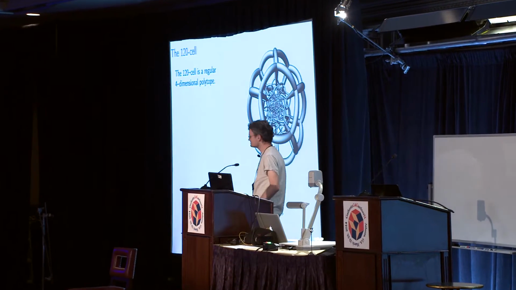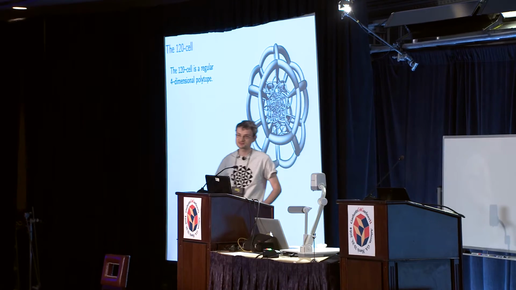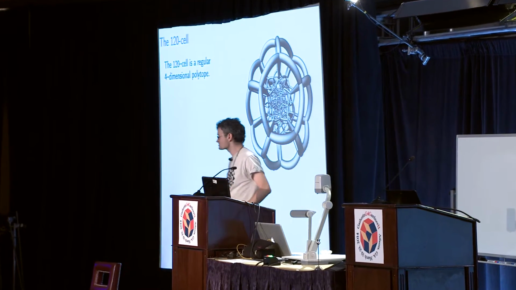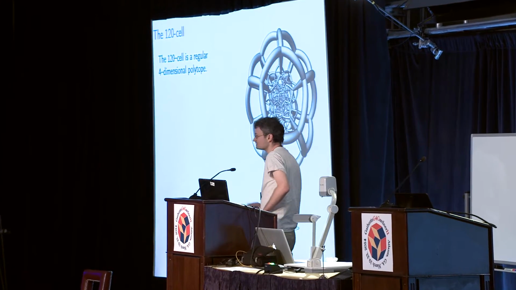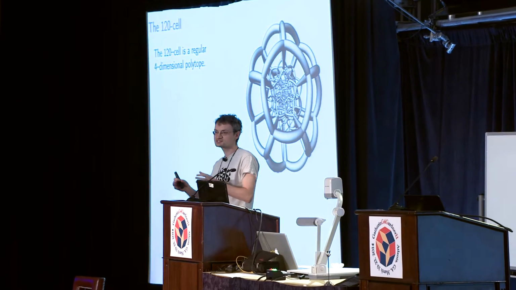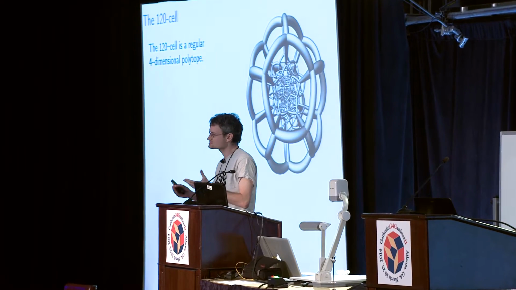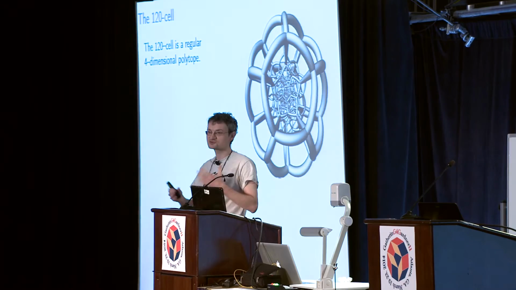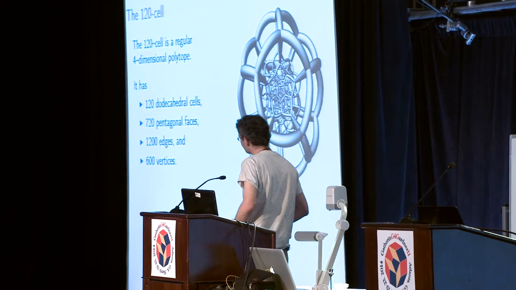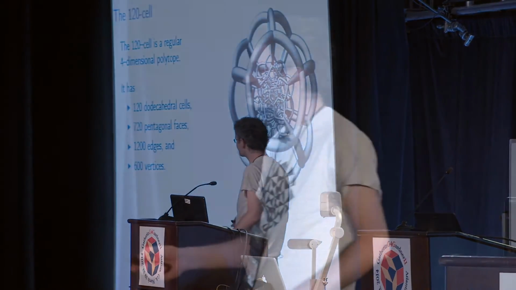So what is the 120 cell? It's a four-dimensional regular polytope, so this is sort of a four-dimensional platonic solid. And like the platonic solids, the faces of the platonic solids are polygons of sort of one dimension down, and so the same thing happens here. The 120 cell has 120 dodecahedral cells and a large number of pentagons, edges, and vertices.